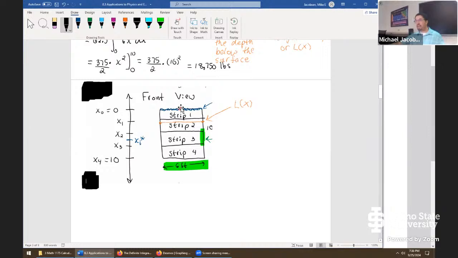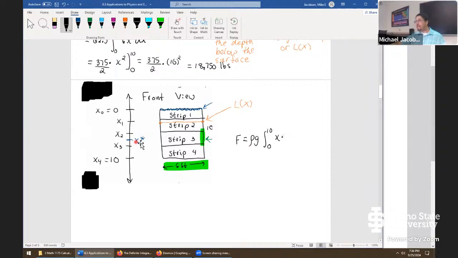So if you were doing it from scratch, just based off this, imagine those vertical strips are gone. You would have said that the force is equal to rho times g, integrate from 0 to 10. There we go. Then you put in an arbitrary x. That's going to be the depth. x is between 0 and 10.